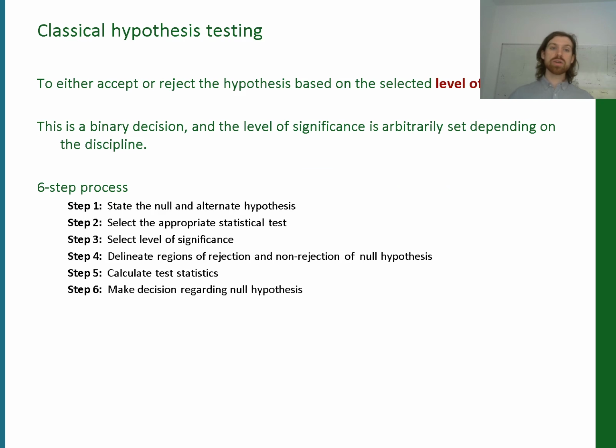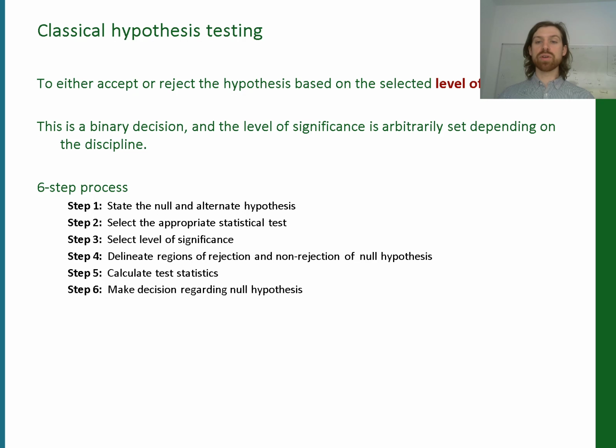So the classical hypothesis testing approach has 6 steps to either accept or reject the hypothesis based on a certain level of significance that we may set. So hypothesis testing is binary. The hypothesis is either true or false. So when we state a hypothesis against the null hypothesis, they are complementary. So this is true or false.